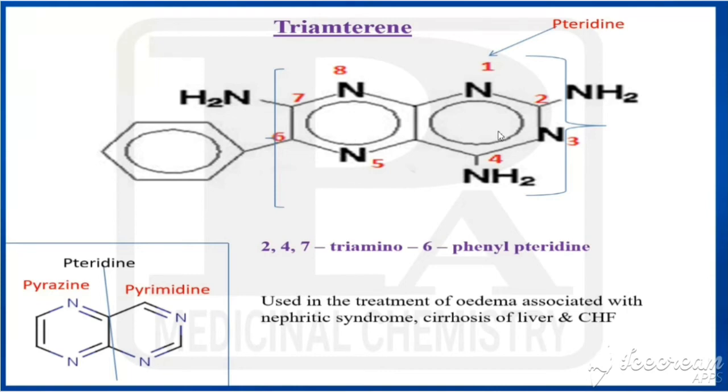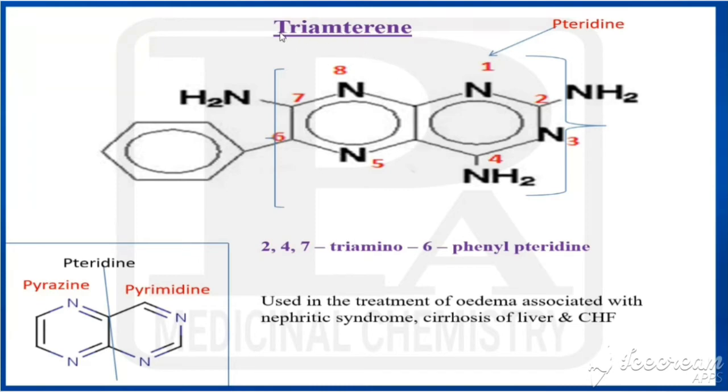Pyrazine with pyrimidine can be called pteridine. So what is the numbering for pteridine? 1, 2, 3, 4, 5, 6, 7, 8. So this is for pteridine. And in the pteridine, what is all attached for triamterine?